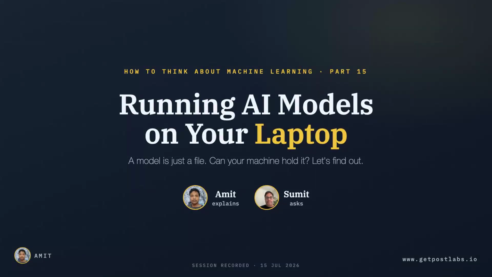We said an LLM is billions of weights firing for every token. But those weights aren't magic in the cloud. They're just a file sitting on a disk. So a fair question: could you download one and run it on your own laptop?